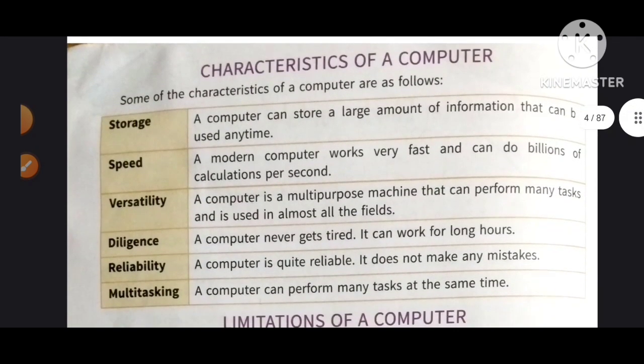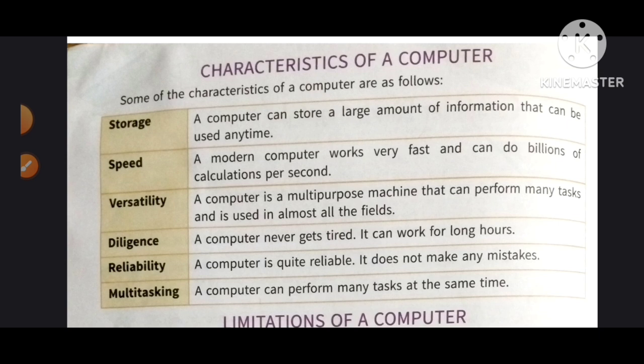Now we come to our next point, characteristics of a computer. What are the characteristics of a computer? Some of the characteristics of a computer are as follows. First one is storage. What is storage? A computer can store a large amount of information that can be used at any time. Just like we need food.